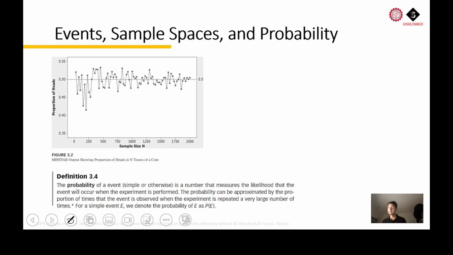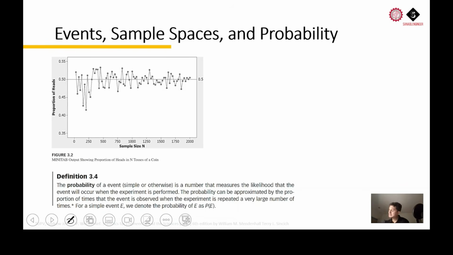So, let's have some definitions. Probability. The probability of an event, simple or otherwise complex, is a number that measures the likelihood that the event will occur when the experiment is performed. The probability can be approximated by the proportion of times that the event is observed when the experiment is repeated a very large number of times. So, for example, for a simple event E, we denote the probability of E as P(E), which is the probability of event E.